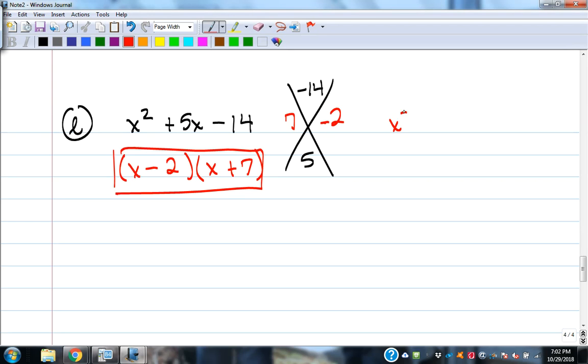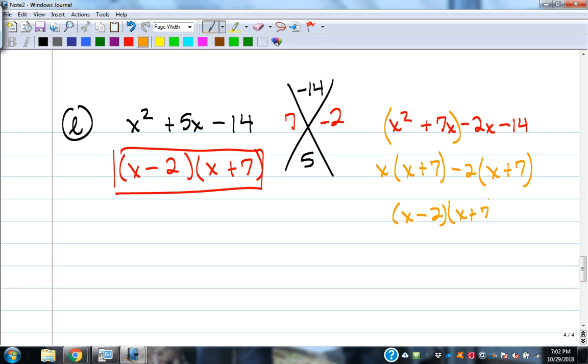If you did it the long way and grouped it, it's going to get you the same answer. That's x plus 7, and then a negative 2, x plus 7. Wait, no, x minus 2, x plus 7. Same answer. That works when there's a 1 in front of x squared. If there's anything else there, you can't do that. You got to do the grouping method. There's not a shortcut to that. Okay?